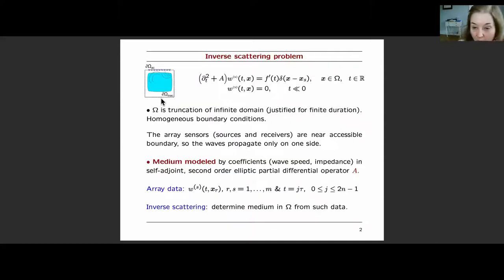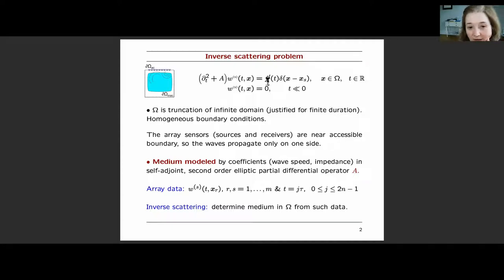I will begin with the setup. I write the problem in a rather general setting. We are looking at a wave equation. It's a generic wave equation where t is of course time and A is a self-adjoint operator. I assume that it's a self-adjoint second order elliptic partial differential operator. In this operator, the medium that we want to find in inverse scattering is modeled by coefficients, say wave speed or wave impedance. This is the equation, and the wave is denoted by w here.